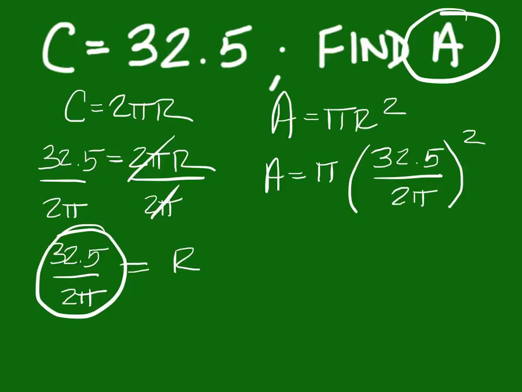In parentheses, you need 32.5, divide, and then parentheses around 2 pi. And a right-hand parenthesis, and then the square button. And from there you multiply by pi. You should come out with an answer for the area of 84.1.